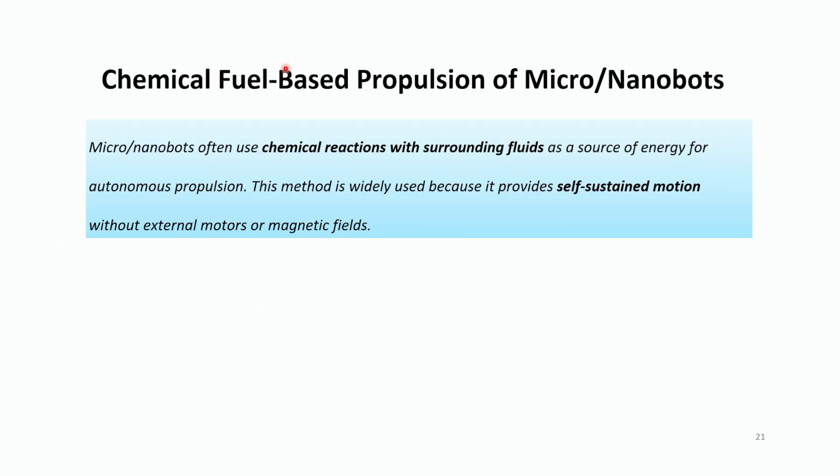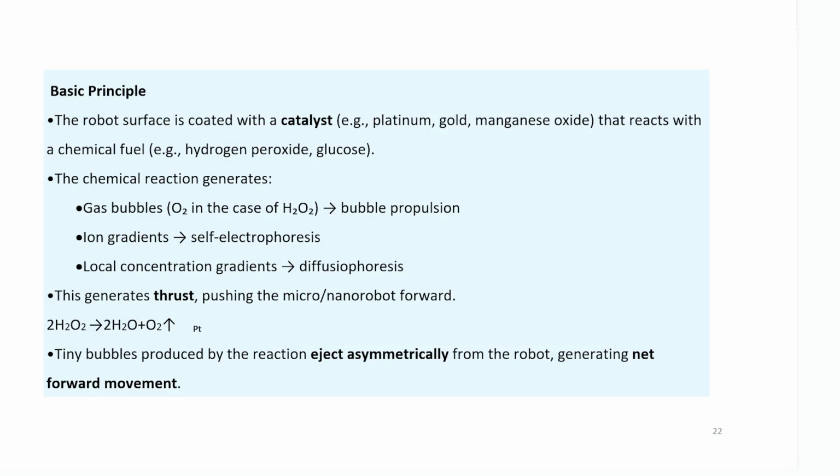So what is chemical fuel based propulsion of micro nanobots? Micro nanobots often use chemical reactions with surrounding fluids. What are they going to do? They are going to use chemical reactions with the surrounding fluids as a source of energy for autonomous propulsion. So they are going to move on their own. This method is widely used because it provides self-sustained motion without external motors or magnetic fields. So you don't need to provide any external energy source. You are using the internal energy source of the microbot by making it interact with the surrounding fluid as a source of energy.